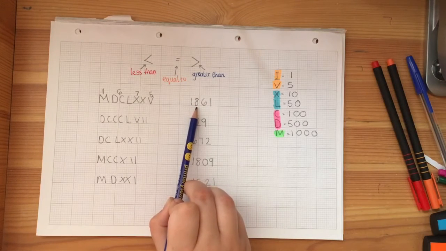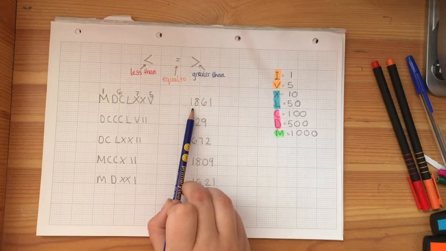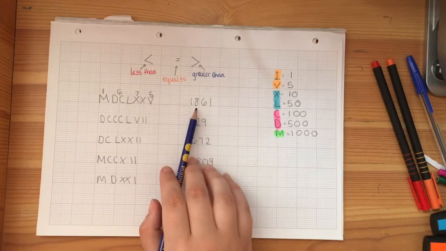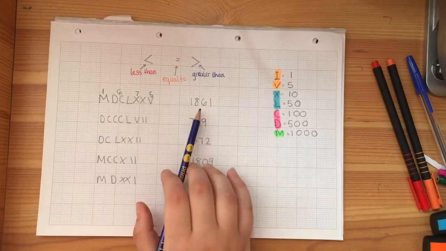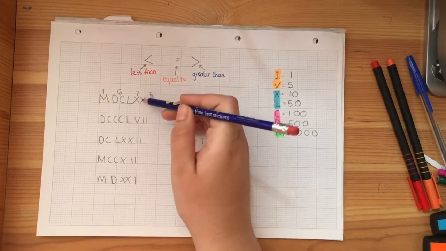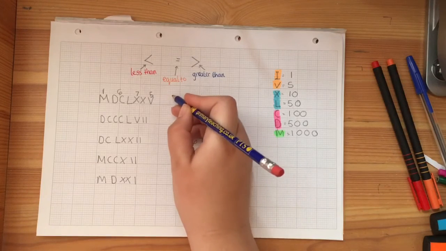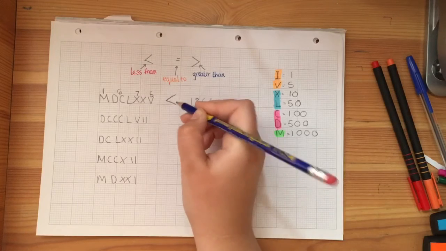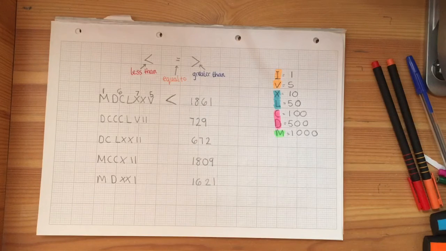But my standard number over here is 1861. So this one is bigger, greater than my Roman numeral. So it means my Roman numerals are less than the standard number. So I put this symbol in. If you put that symbol, give yourself a tick.